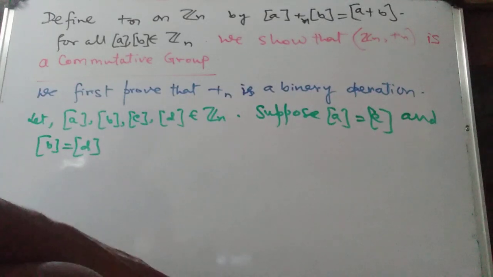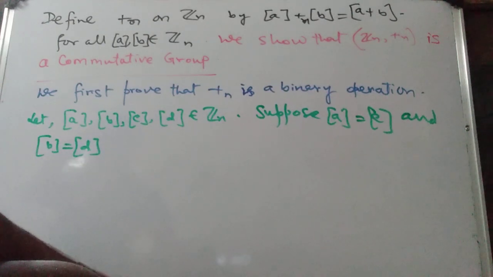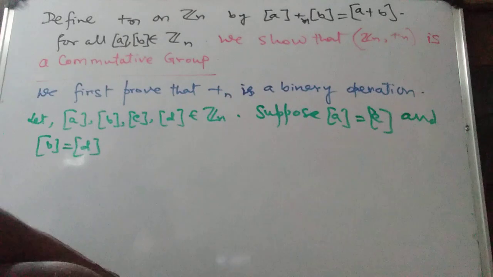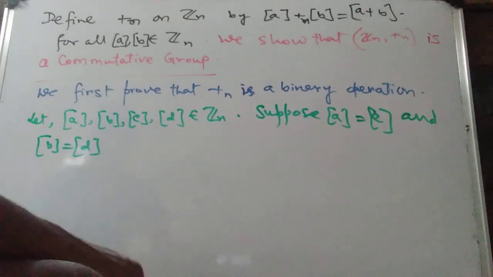We define the addition operator, addition with respect to modulo n, on Zn. Okay, so we discuss it. First we define how this addition modulo n happens between these classes. Class A, class B belong to Zn, and class A addition modulo n class B equals class A plus B.